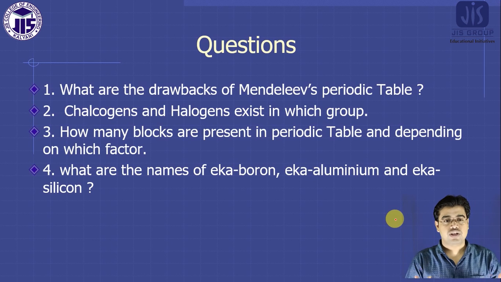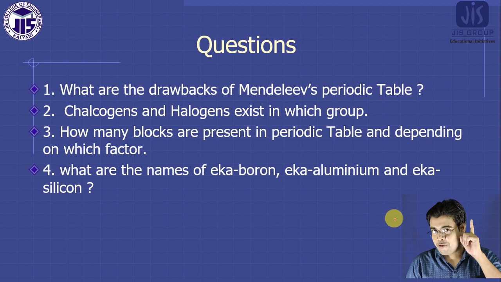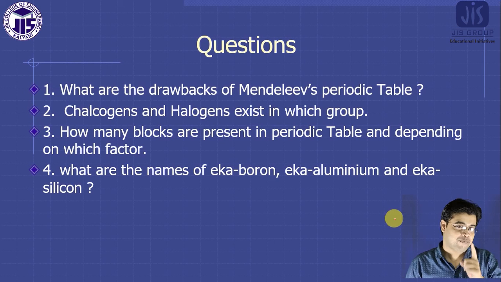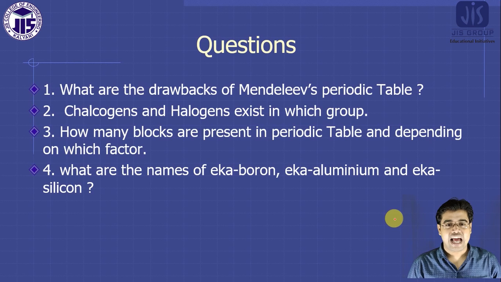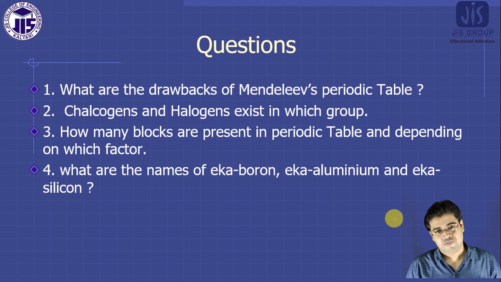The first question is: what are the drawbacks of Mendeleev's periodic table? I already discussed it with you, but you have to write it down in your own way. Second question: chalcogens and halogens exist in which group? Third question: how many blocks are present in the periodic table, and depending on which factor? You have to explain. And the fourth question: what are the names of Eka boron, Eka aluminium, and Eka silicon? That also I discussed during my class.